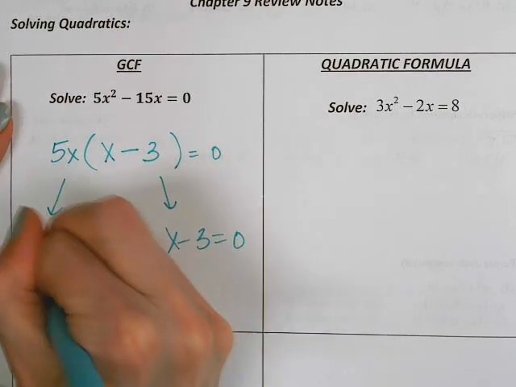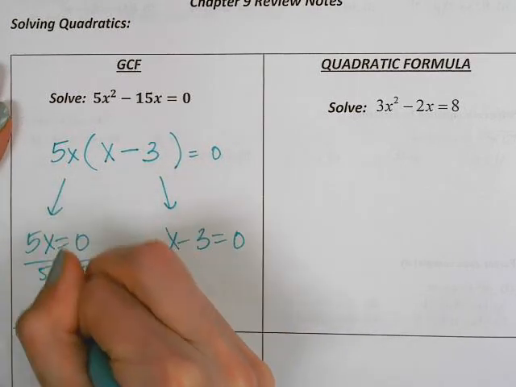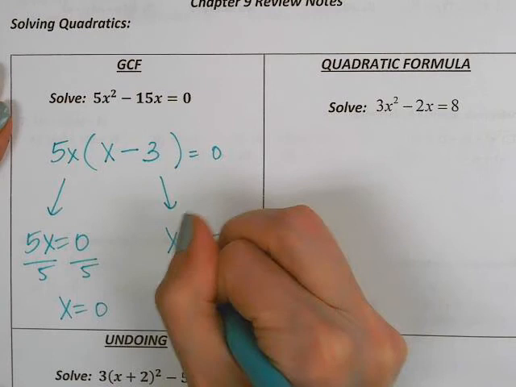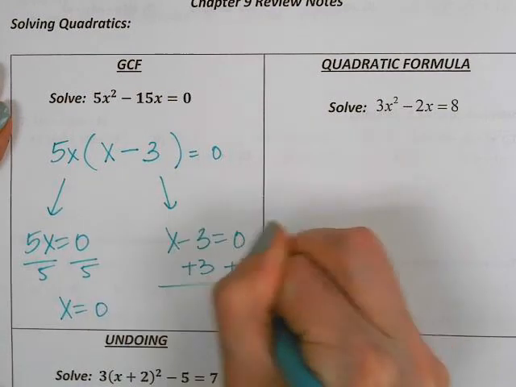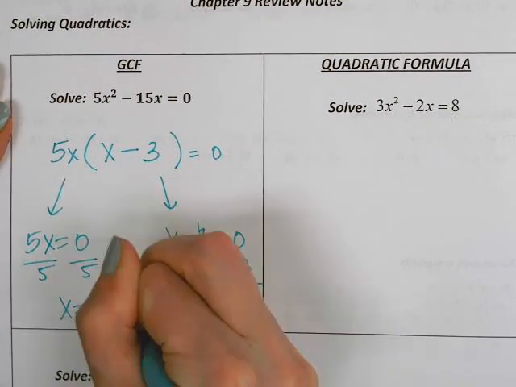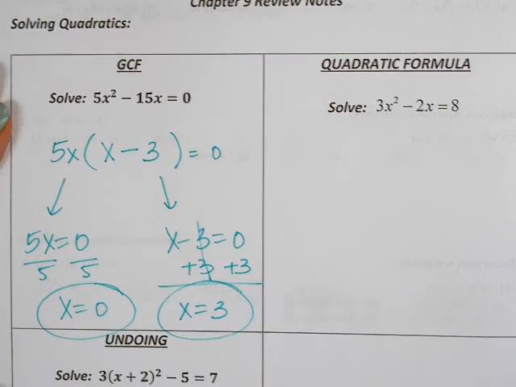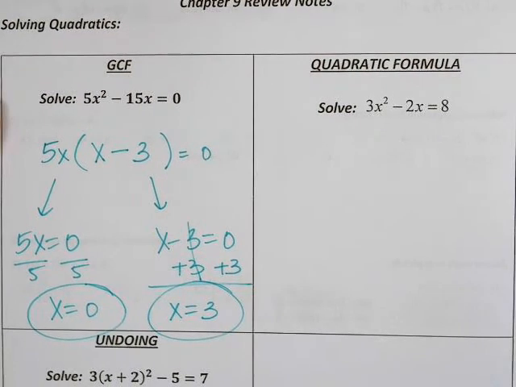So if you divide by 5, you get x equals 0. And then if you add 3, you get x equals 3. Okay, so our two answers are 0 and 3.